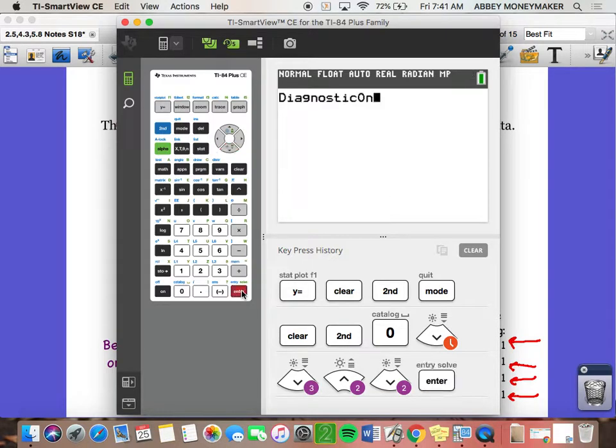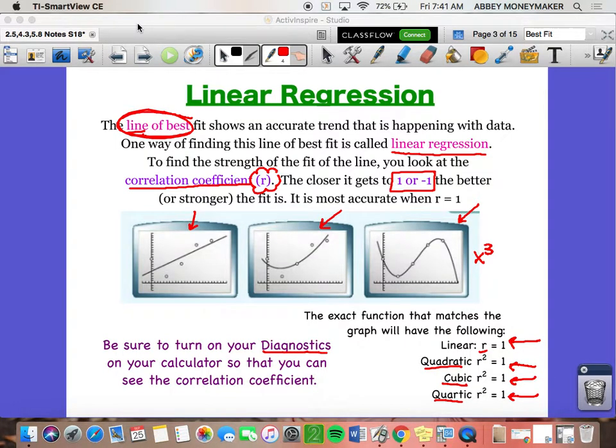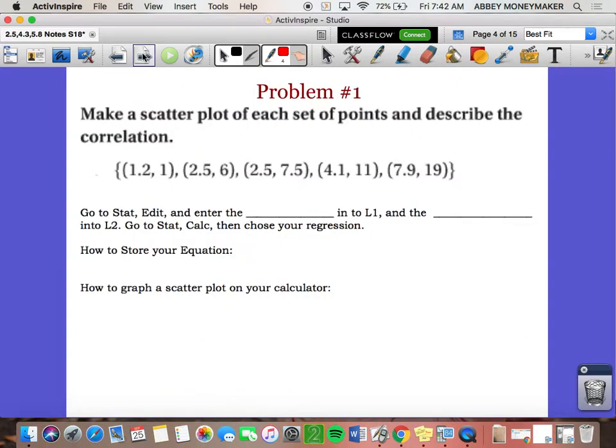And then hit enter. And then you have to hit it one more time until it says done. So now when we do our regression on our calculator, we'll be able to see that correlation coefficient. You don't have to do that every time. Once you do it the first time, you're good to go. However, if you reset your calculator, like before you take the ACT or the TN Ready, it won't show your diagnostic on, so you're going to have to go back in and do that.